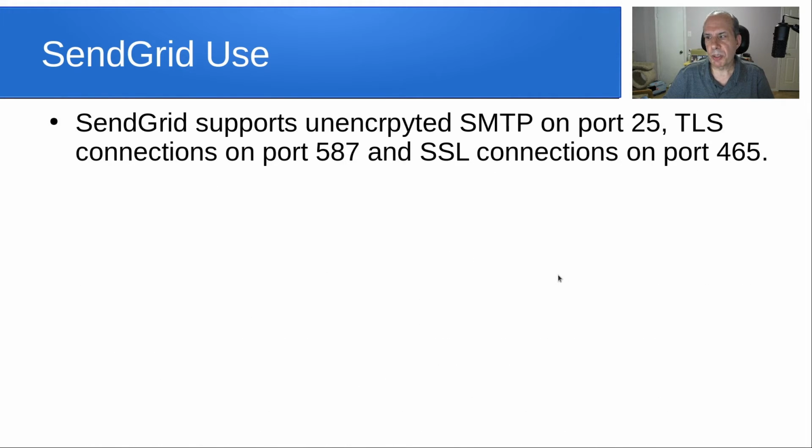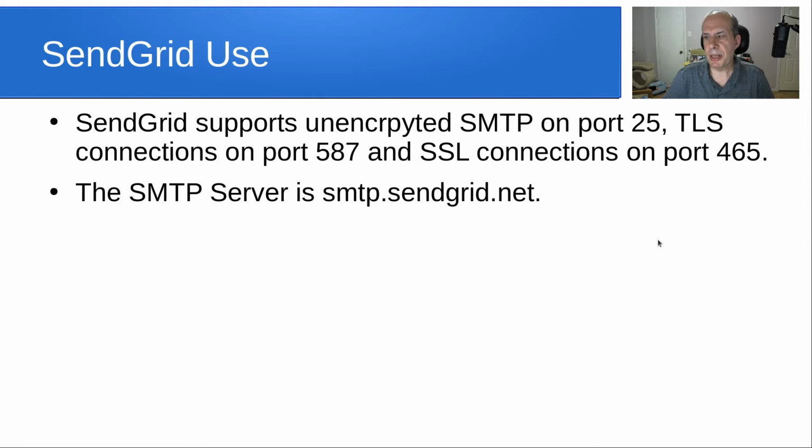Well, SendGrid supports unencrypted SMTP on port 25, although most people wouldn't want to send their email unencrypted anymore, so port 25 is not very common. They also do encrypted using TLS connections on port 587, and they do SSL connections on port 465, like I had set up in my PHP bulletin board example using Gmail.